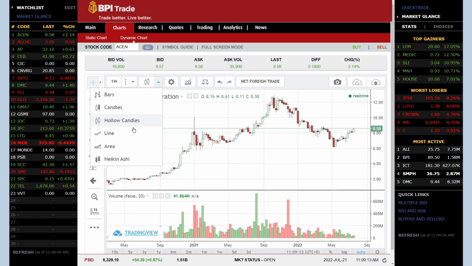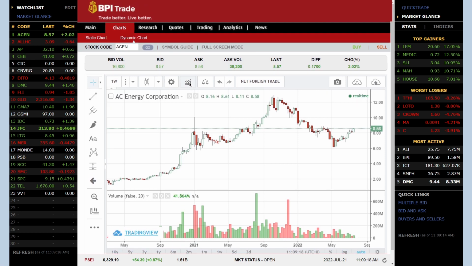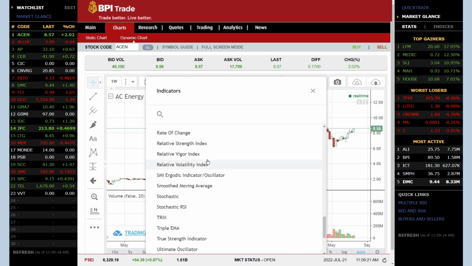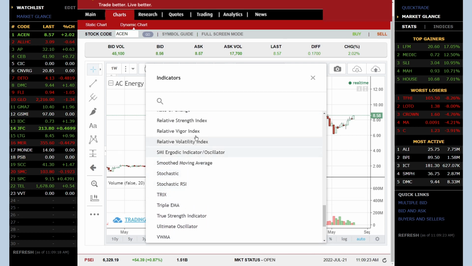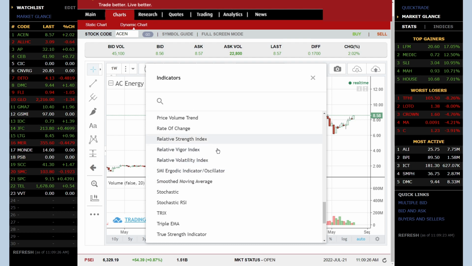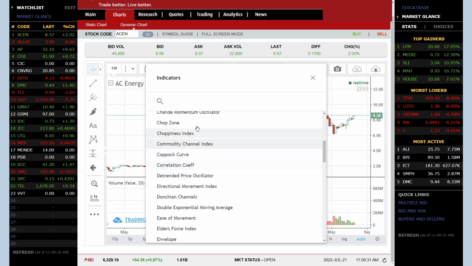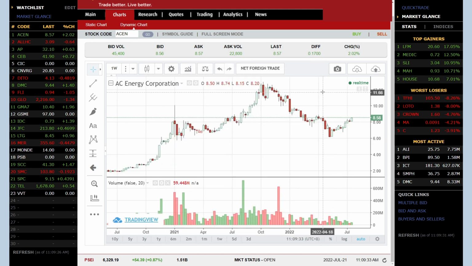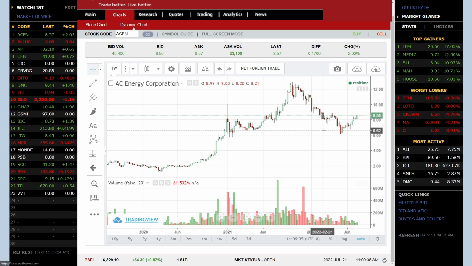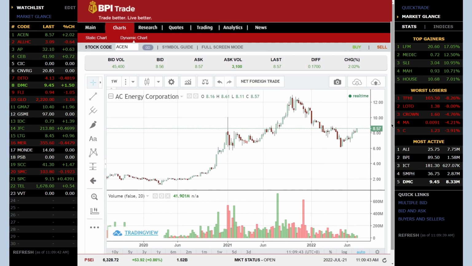Then pwede ka rin magbago dito. Pwede ka mag-Heikin Ashi, pwedeng area line, hollow candles, or bars. Pwede ka rin maglagay dito ng mga indicators na gusto mo kung nagtitrade ka. Pwede ka maglagay ng RSI, Relative Strength Index, EMA, Simple Moving Average and Bollinger Bands. So it's really up to you kung paano mo gagamitin to. And sa TradingView din to. So kung gusto mo nakaseparate yung iyong charting or mga charts, then you can just go to TradingView. And lagay mo doon yung mga gusto mong indicators na gamitin.